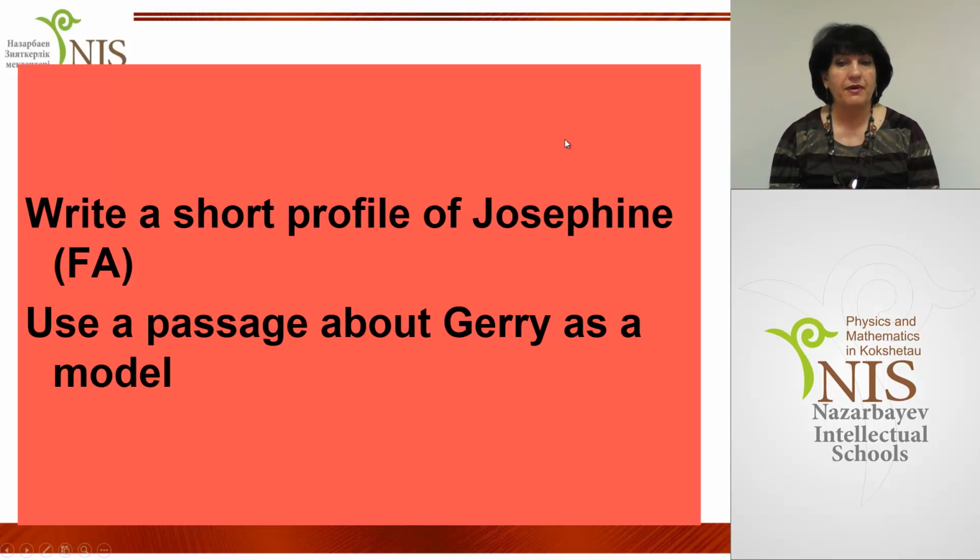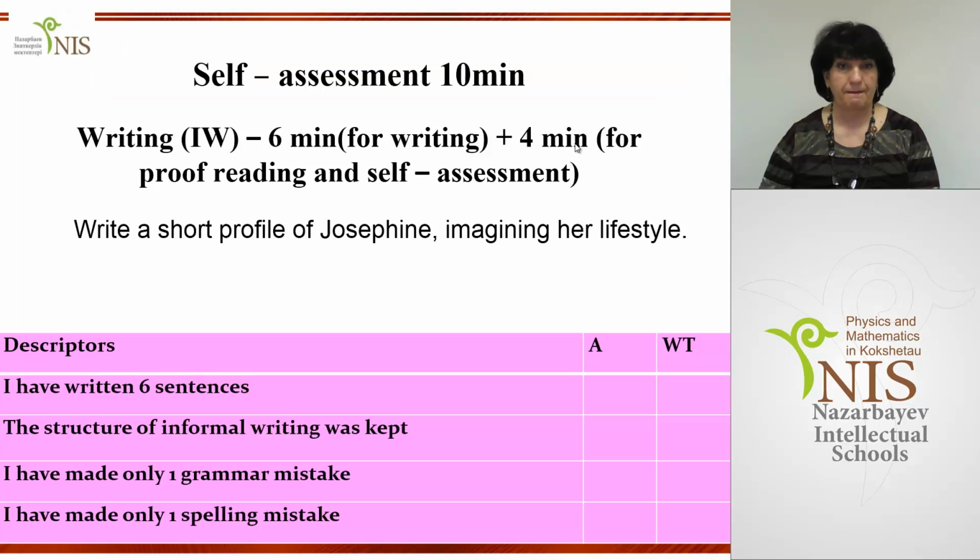So, you should write a short profile of Josephine. It will be a formative assessment, and that is why you should write this profile. So that you write it perfectly and in an appropriate way, you should use a passage about Jerry as a model. So self-assessment will last for 10 minutes. Your writing will take 6 minutes, then 4 minutes for proofreading, and then you will self-assess.